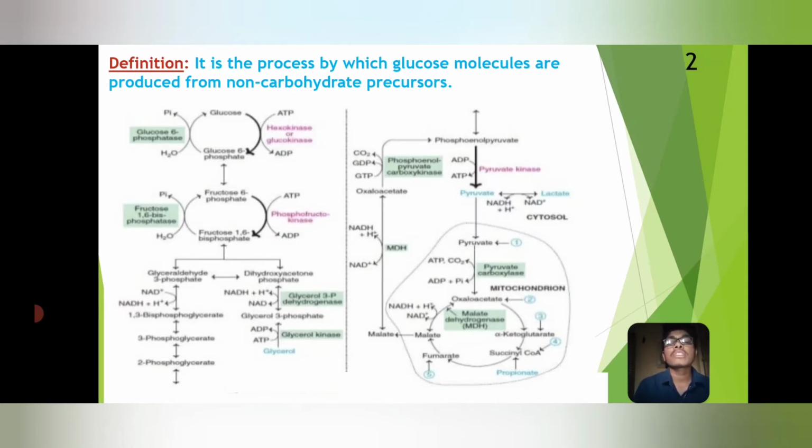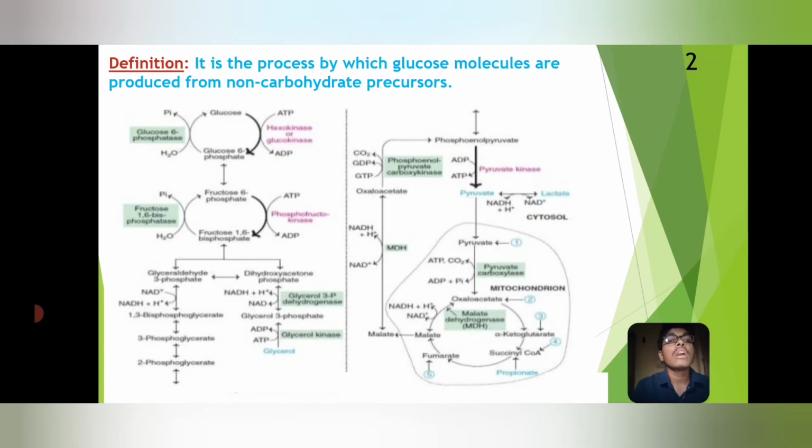Glyceraldehyde 3-phosphate is converted to 1,3-bisphosphoglycerate by the conversion of NAD plus to NADH2. 1,3-bisphosphoglycerate is converted to 3-phosphoglycerate. 3-phosphoglycerate is converted to 2-phosphoglycerate. 2-phosphoglycerate is converted to phosphoenolpyruvate. Phosphoenolpyruvate is converted to pyruvate by the enzyme pyruvate kinase, with the conversion of ADP to ATP. Pyruvate is converted to lactate in the cytosol by the conversion of NAD plus to NADH2.